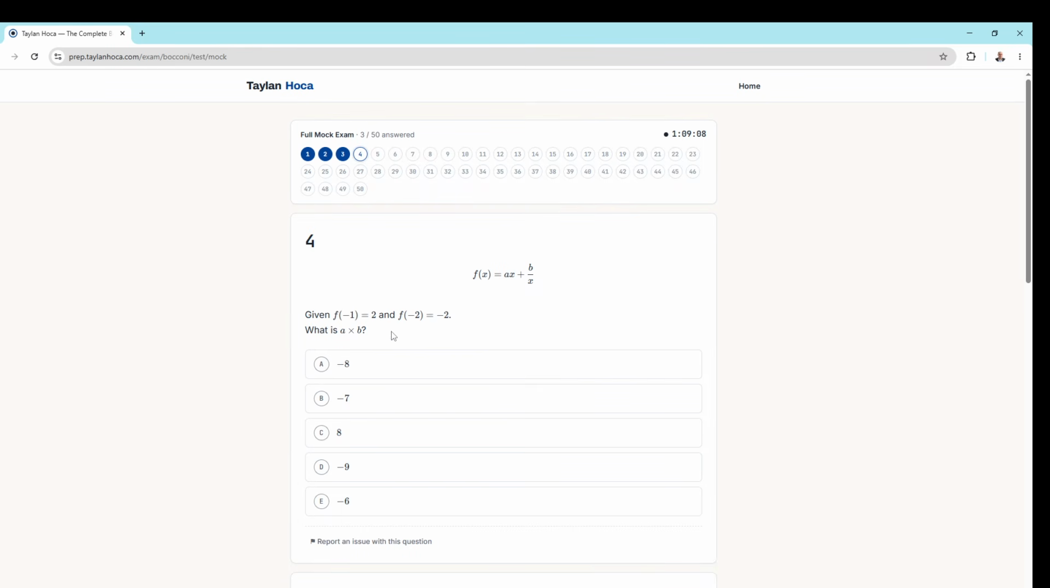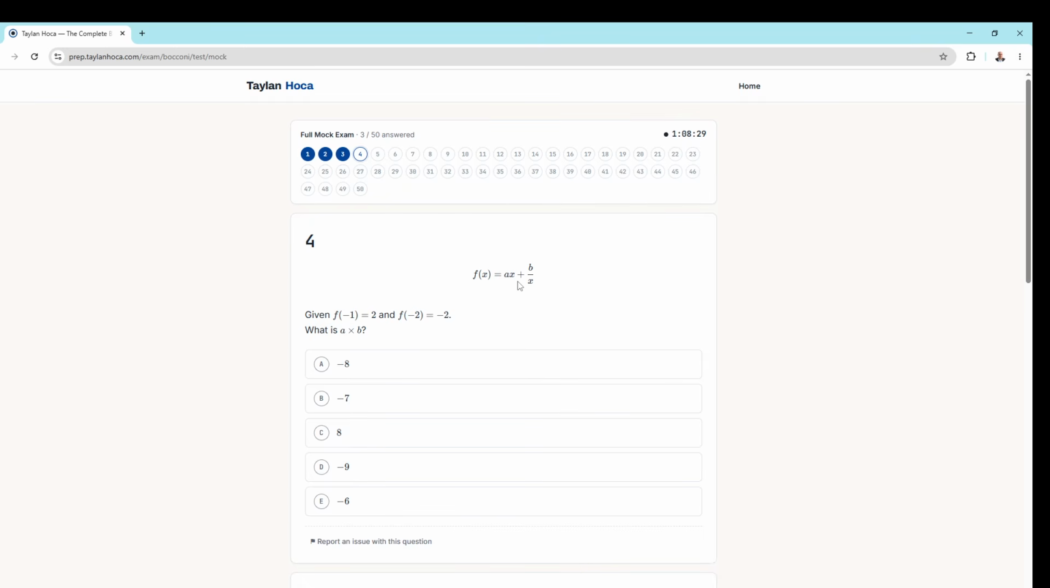All right, so f(-1) is 2 and f(-2) is -2. All right, then a times b. Okay, what's that? -a - b is 2. So -a - b, a + b is -2. And -2a + b over -2 is -2. So it's just equations. So I'm going to use a + b is -2 and -2a.